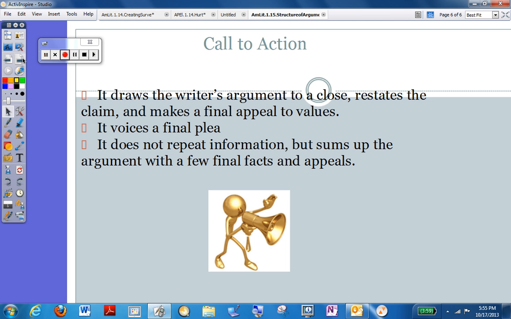Okay, very quickly, you want to tell your reader or your audience what you want them to think, what you want them to do, or what you want them to consider in the light of everything you've put forth in terms of your claims and support. And those are the 5 elements of argumentation.